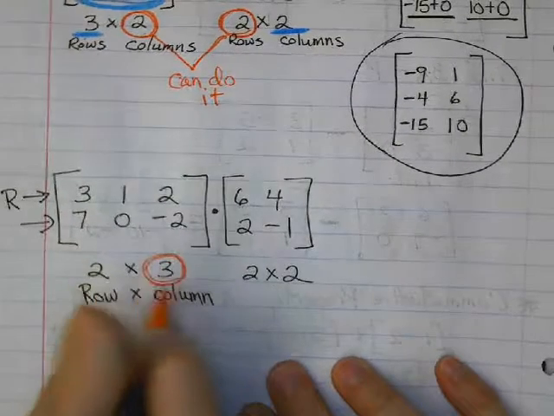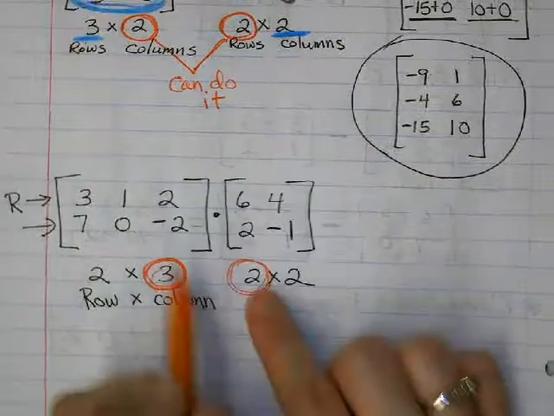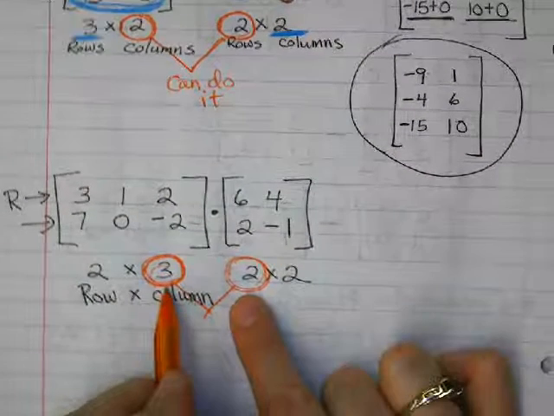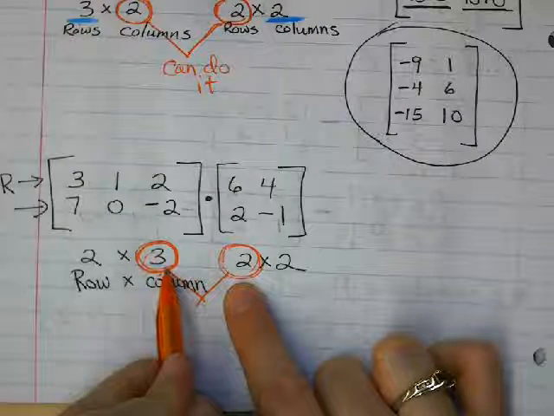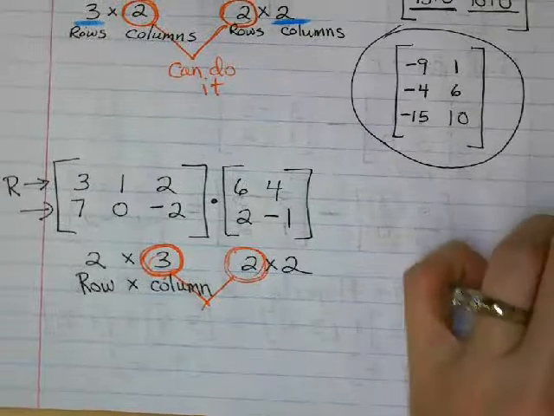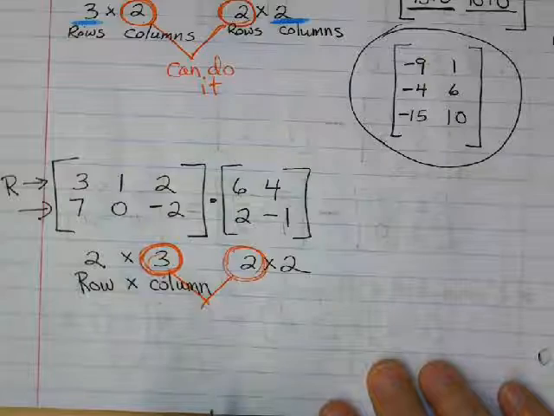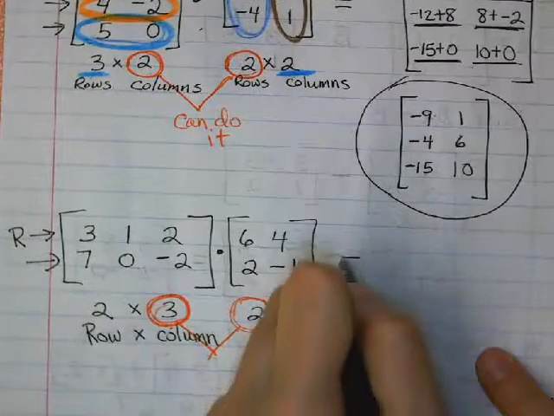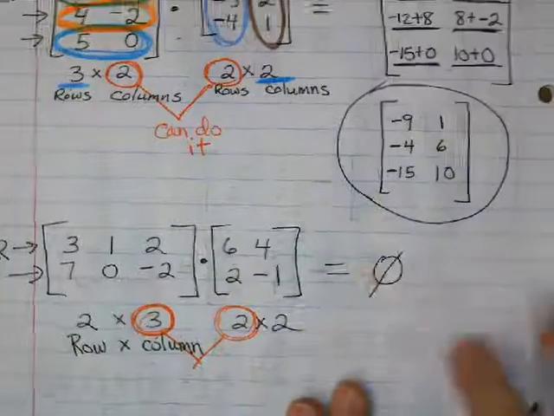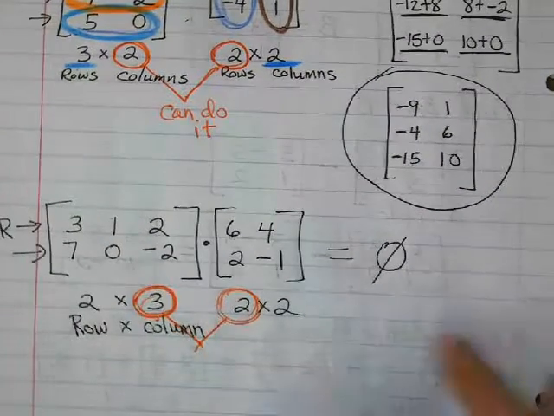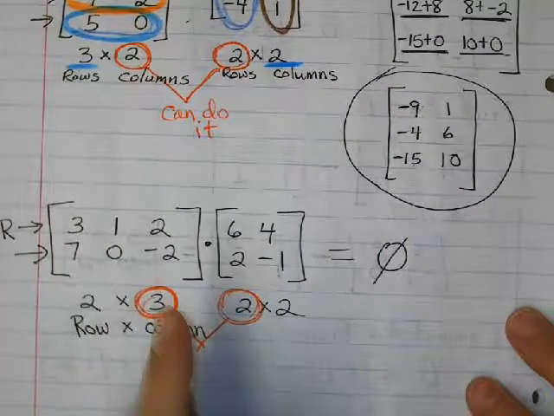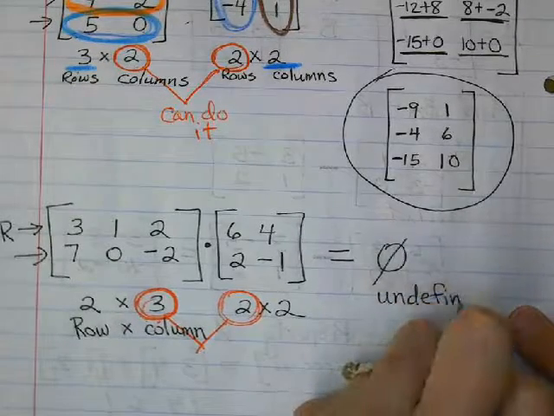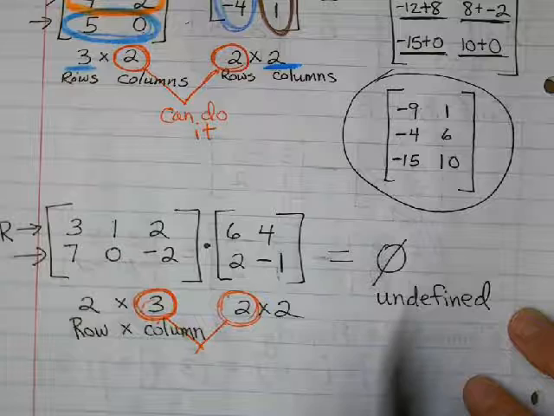You have to look at the inner numbers, the ones closest together. Do these match? Obviously no. So guess what? We can't do this problem. If these don't match, you can't do the problem. So what you just say is undefined, or put a 0 with a slash. You can't do this one. These don't match, so it's called undefined. You can write the word undefined, or you can write this 0 with a slash through it.